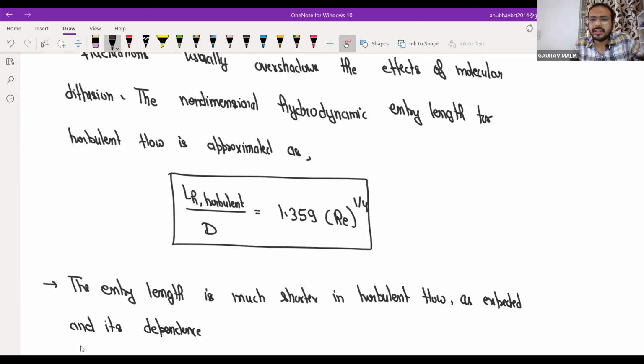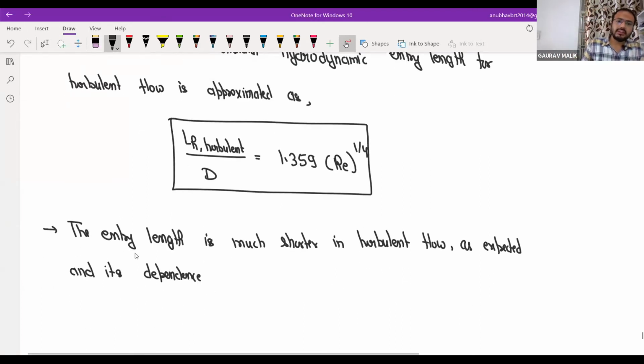That's why in McCabe Smith they did not provide this formula. They mentioned only one line that in case of turbulent flow, the transition length is nearly independent of the Reynolds number. So that's why they gave that point. And its dependence on the Reynolds number is weaker. This part is also over.